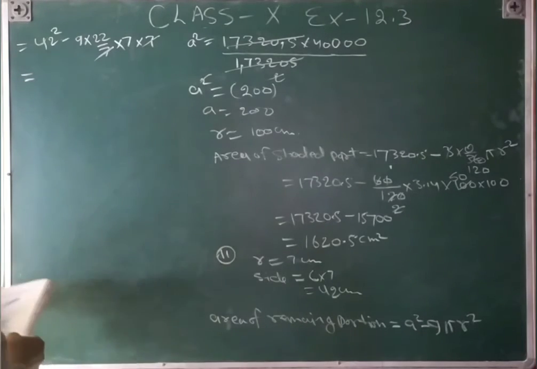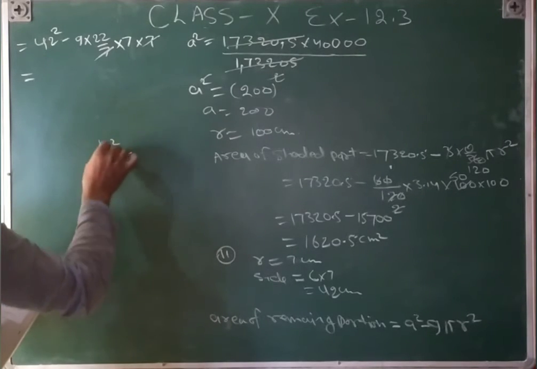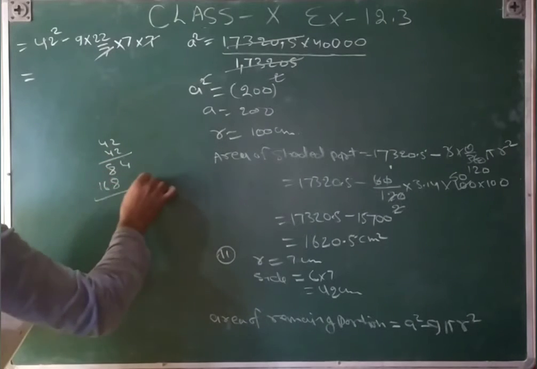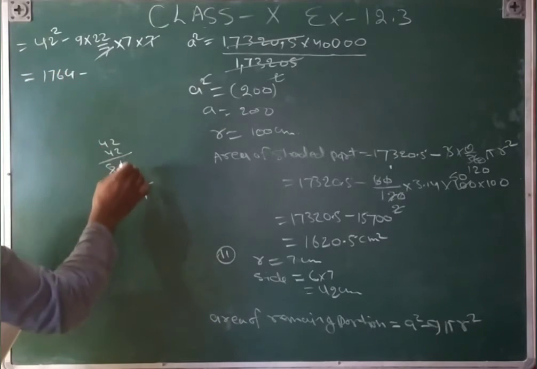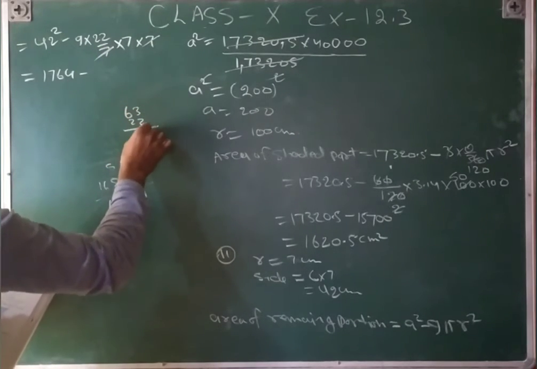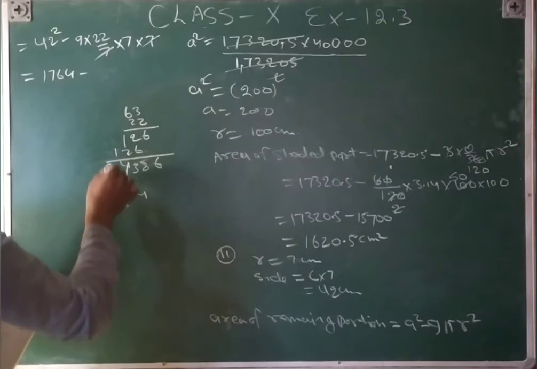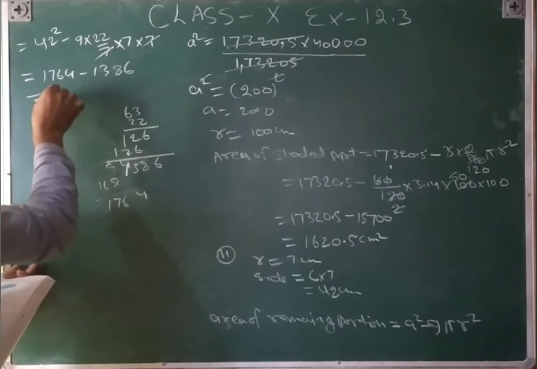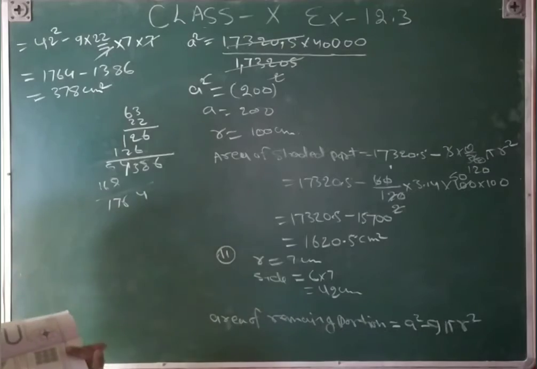So 42 times 42, we can multiply here, that will be 1764 minus 9 times 7 is 63, multiply 22, that will be 1386, and then by the subtraction that will be 378 centimeter square.